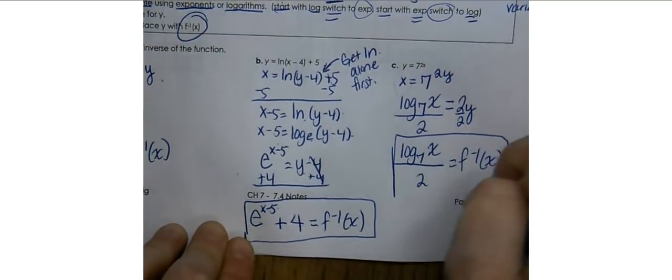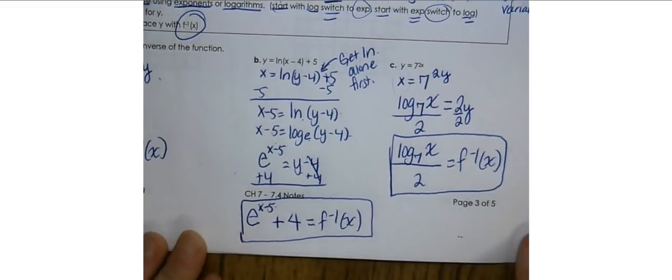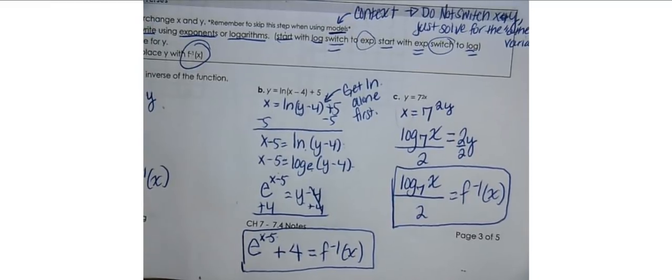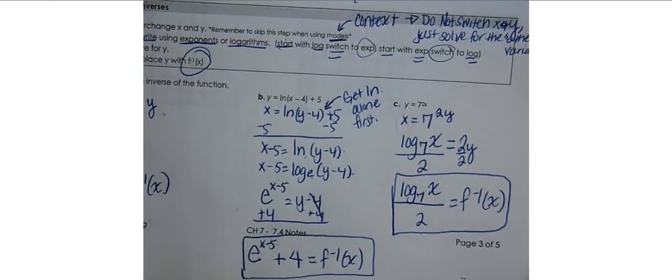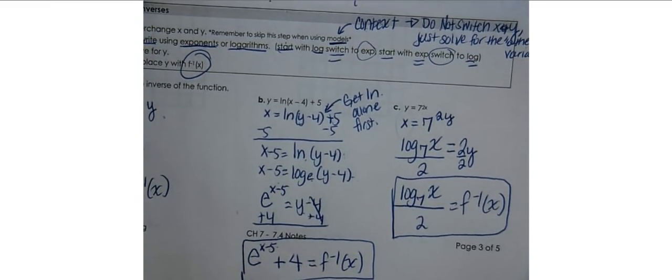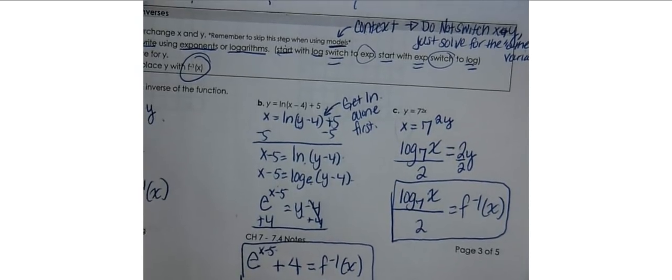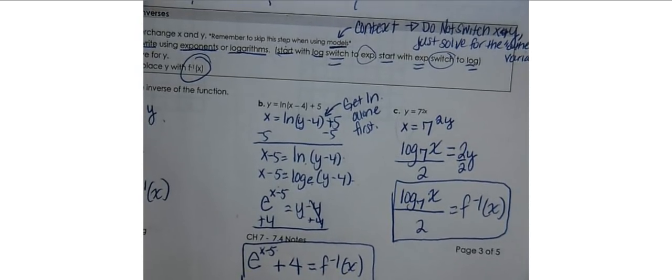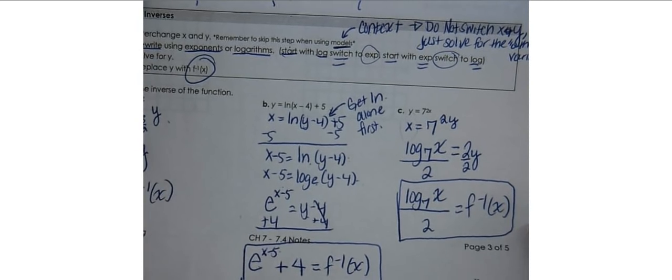So what we did here is we switched our x and y values. Then if it was in logarithmic form, we switched the form to exponential. If it was in exponential form, we switched it to logarithmic form. And that's how you calculate and find your inverses. Let's go ahead and flip the page.